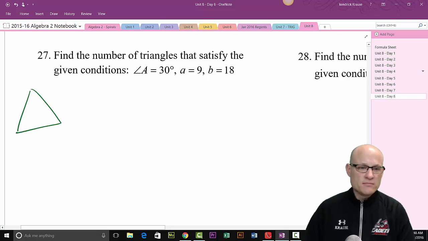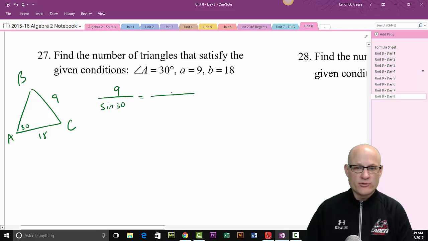A, B, C. Angle A is 30. A is 9. B is 18. So we're going to do 9 over the sine of 30 is equal to 18 over the sine of B. So 18 times the sine of 30 is equal to 9 times the sine of B. Now, if you typed 18 sine 30 into your calculator, well, divide by 9.